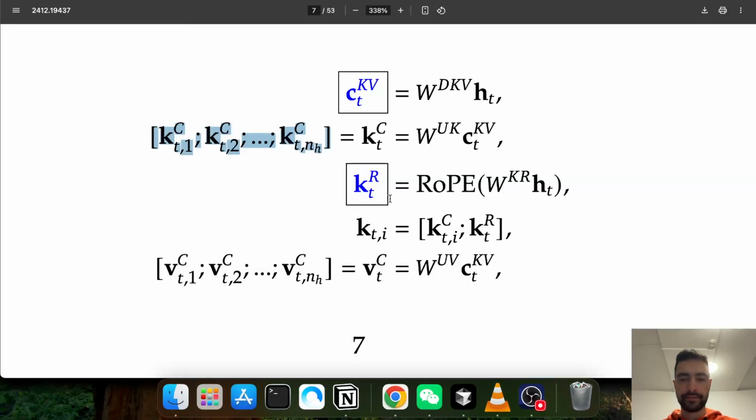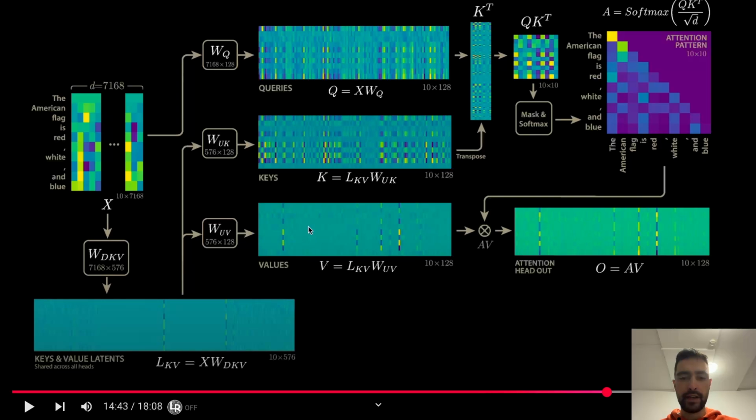If we go back, you can see that this same calculation happens here. The only difference is that we used a different set of weights. So it's W up value. Here you can see this is it, W up value, to convert this latent into this value matrix.